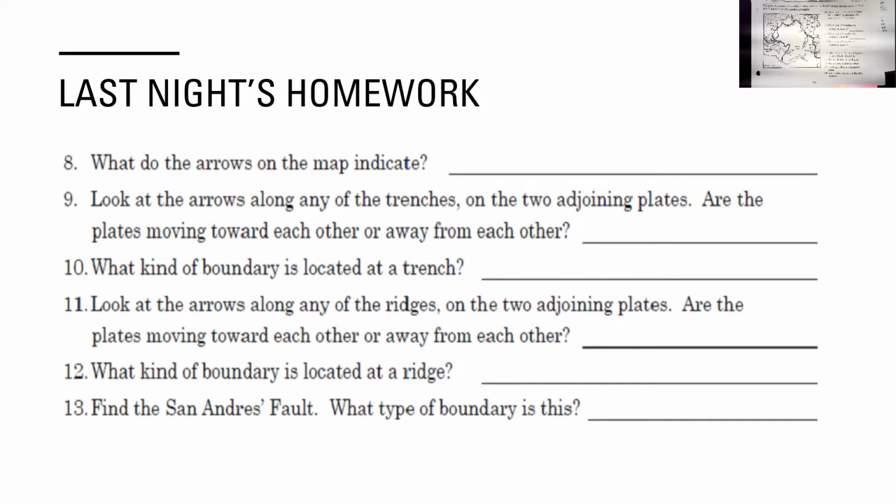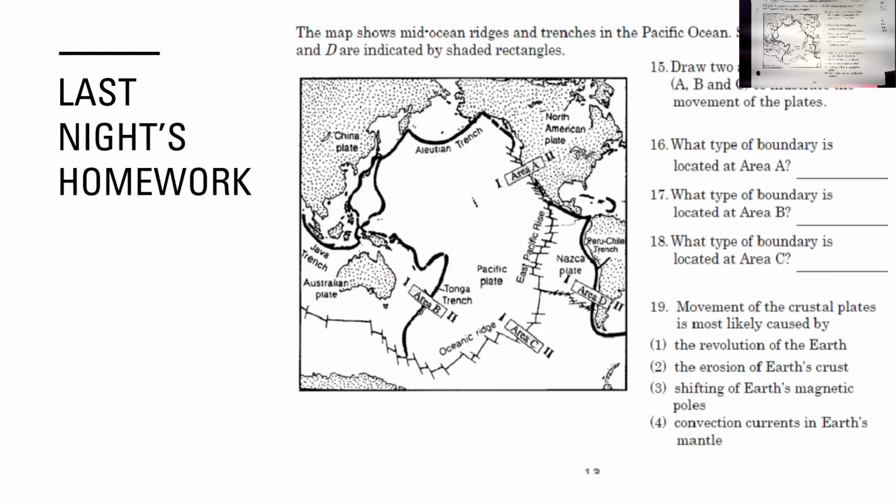And find the San Andreas Fault. What type of boundary is that? Transform. Perfect. Then you didn't have to do 14. You didn't have to do that chart. I don't like that chart.